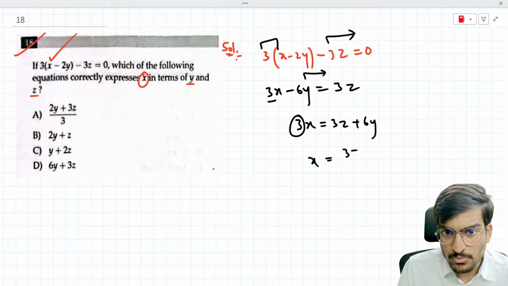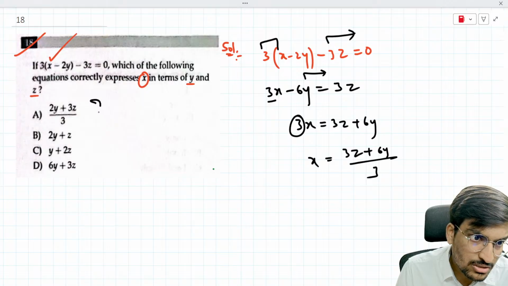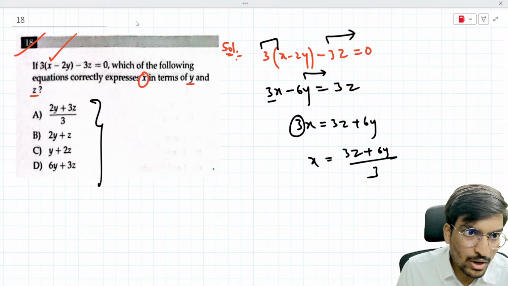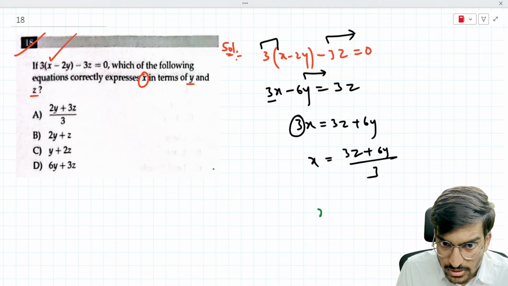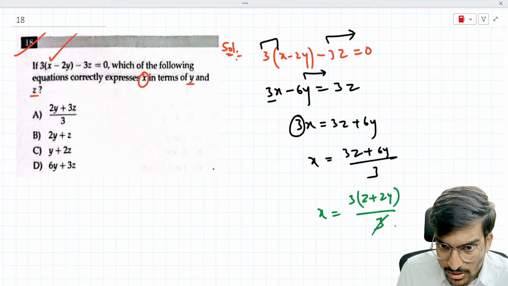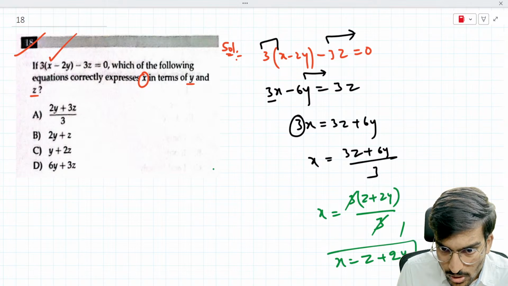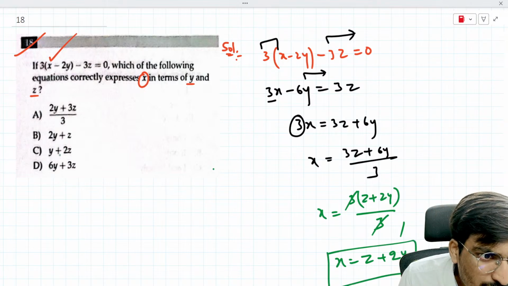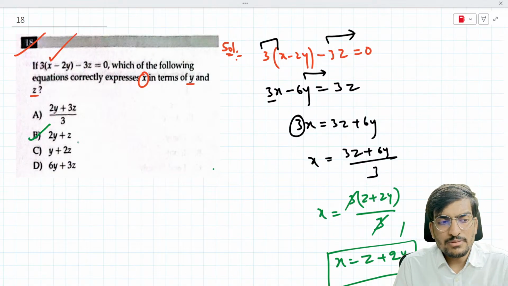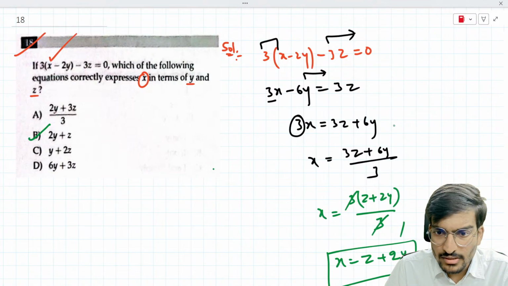If we divide 3z plus 6y by 3, do we have that kind of option? I don't think so, we have 6y. So I think we have to do something else. I take 3 common, so it's z plus 2y divided by 3, with the 3 cancelling out. So x equals z plus 2y. Yes, option B, 2y plus z or z plus 2y, both are the same.